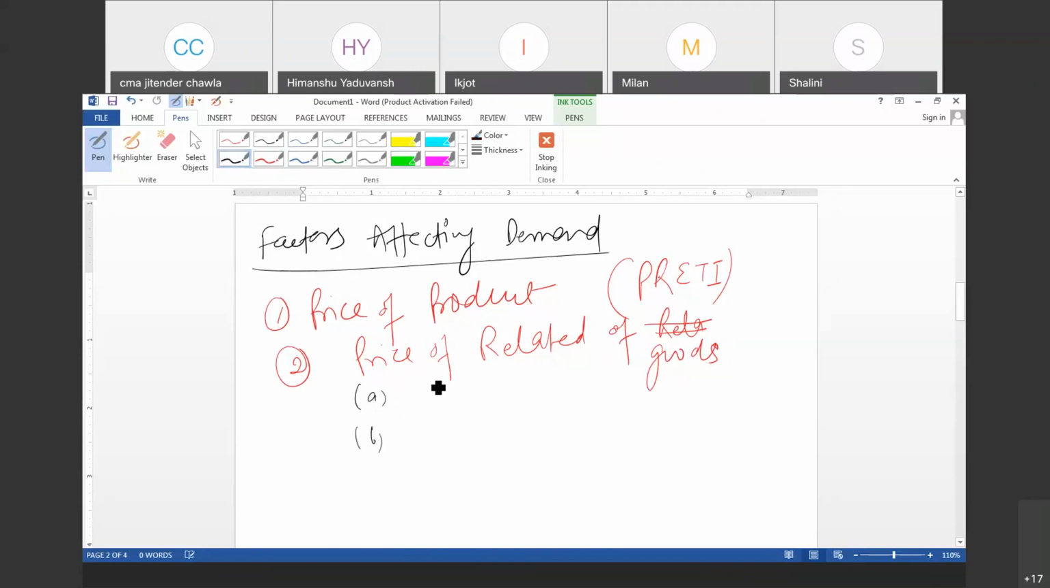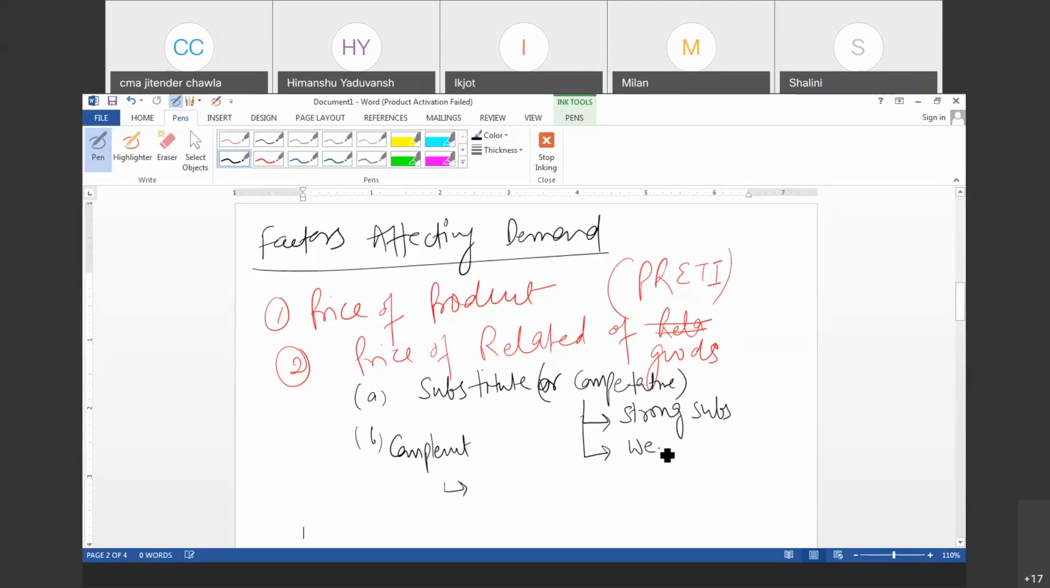The related good may be a substitute good, it may be complementary. Substitute का दूसरा नाम है competitive. Am I right? They may be strong substitutes. They may be weak substitutes.